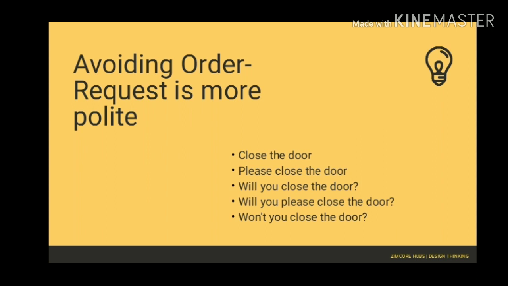Yeah, the last one. Won't you close the door? Because it doesn't force the agreement of the addressee. And will you please close the door is considered polite too, but it will be more polite if you use won't you close the door. And if you put please in that last sentence, it will be considered a super polite form.